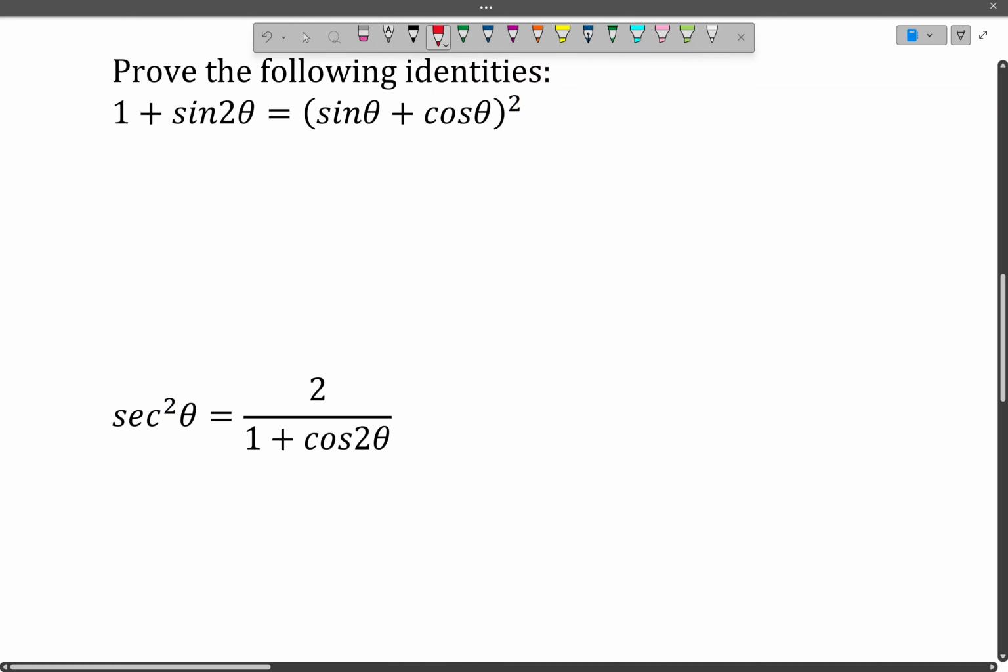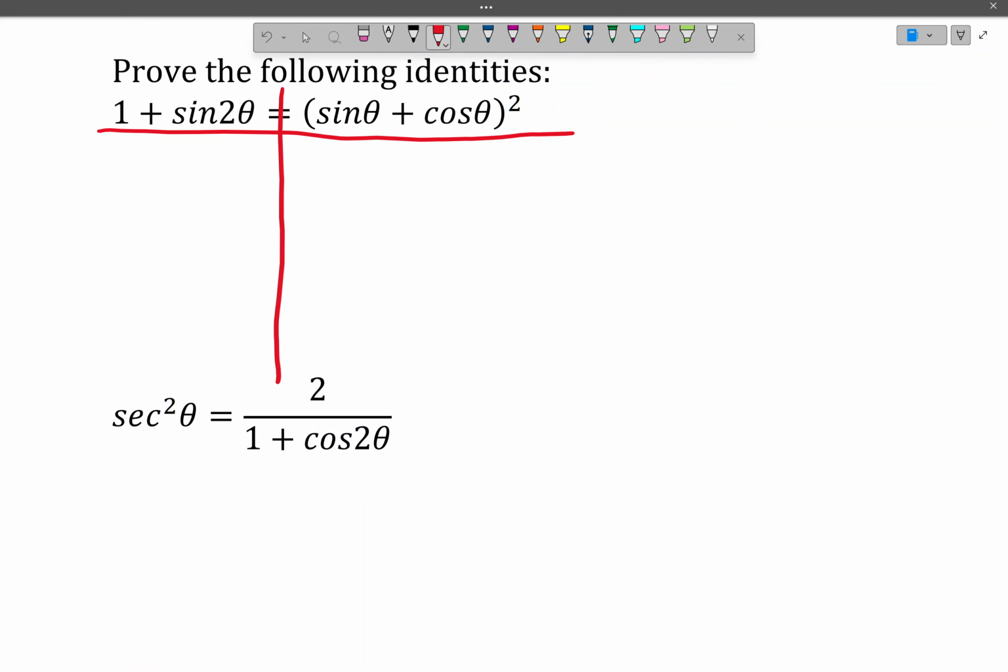So we've got 4 different identities we're going to try to prove in this video. Every identity is going to be slightly different. Every different proof is going to be slightly different. But you just got to go through the process and try your best, looking for some patterns. So what we're going to do here is expand out the right side. So we're going to have sine squared theta plus 2 sine theta cos theta plus cos squared theta. So this is just a perfect square trinomial.